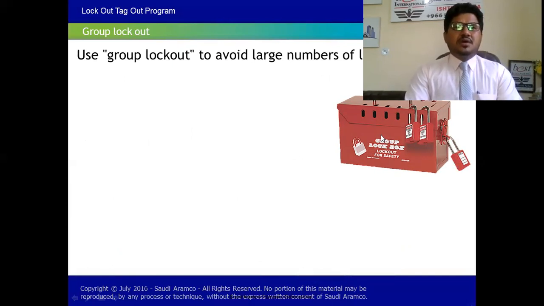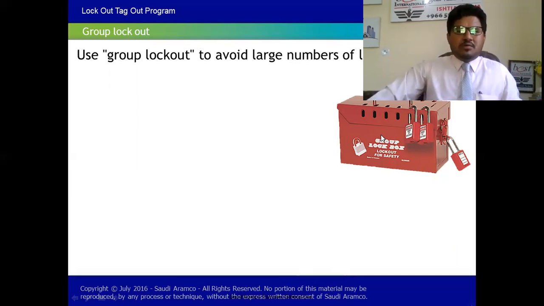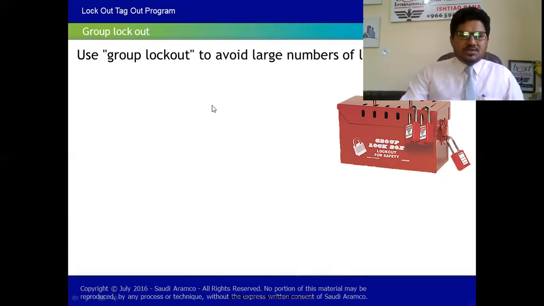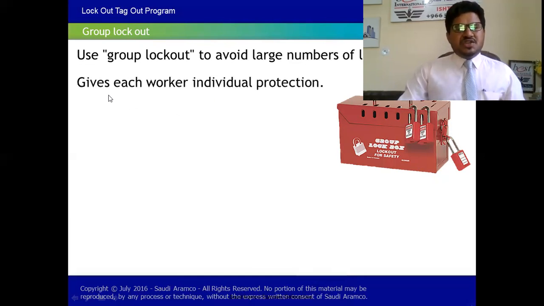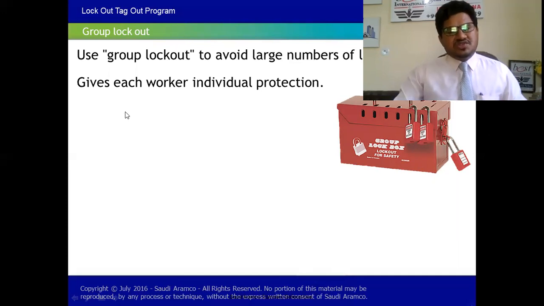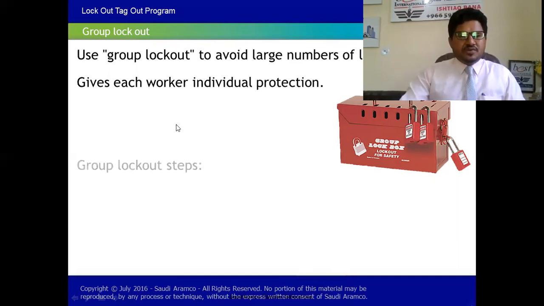Like if you have 20 different points which need to be locked out and tagged out, or isolated, it is much better to have a group lockout. If you are 20 team members and put 20 locks on each of 20 points, how would it be feasible? Even Aramco will not allow it, right? That is why they have a very strong strategy to use group lockout whenever you work as a big team. But still, this group lockout procedure will give protection to each individual.